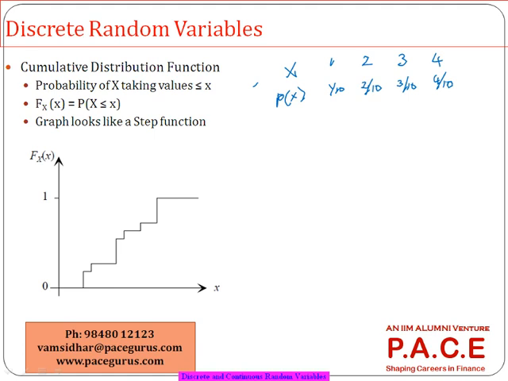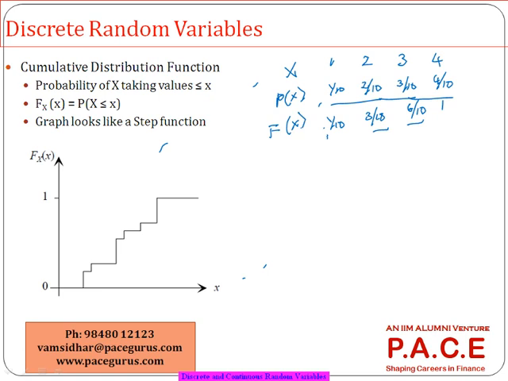Now when I say cumulative distribution, we are talking about adding all the probabilities in ascending order. So this is nothing but 1 by 10, 3 by 10, 6 by 10, 1. You are adding these two, making it 3 by 10. You are adding this one also to it, making it 6 by 10. You are even adding this one also, making it 10 by 10 or 1. This is written as capital F of x.